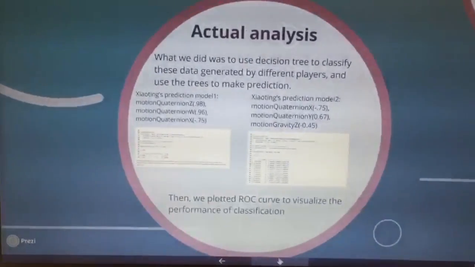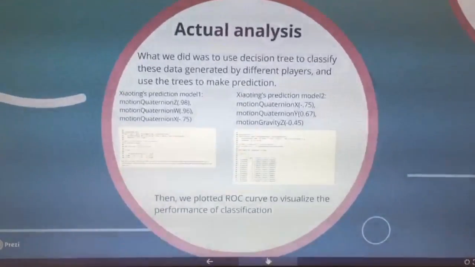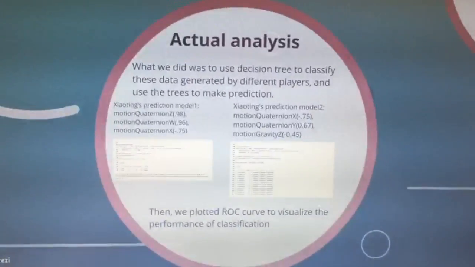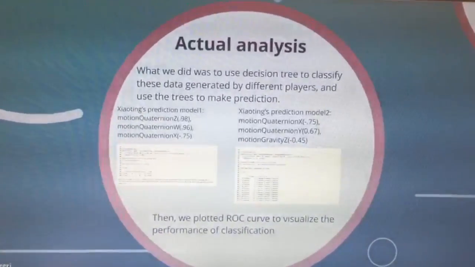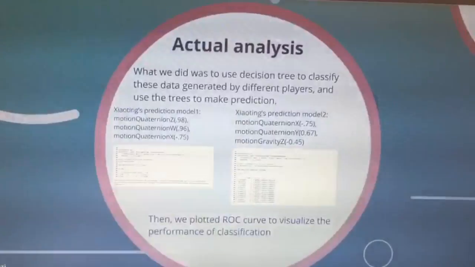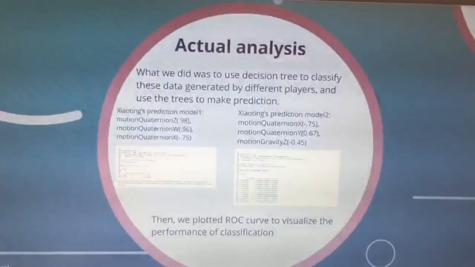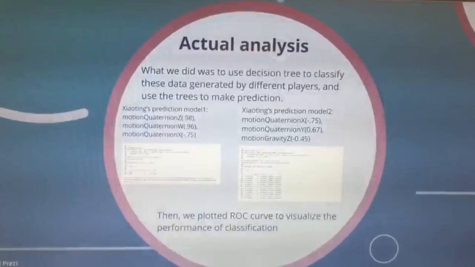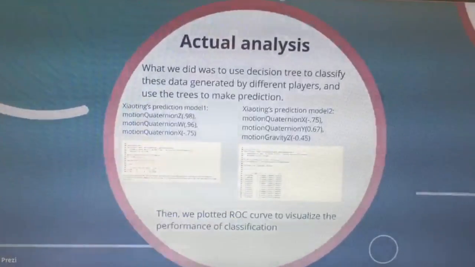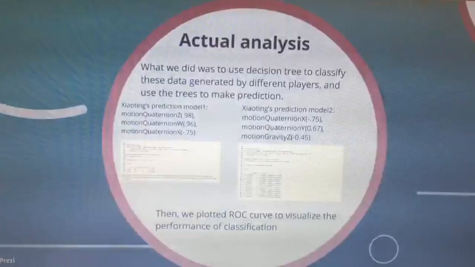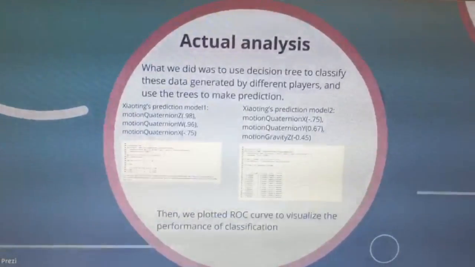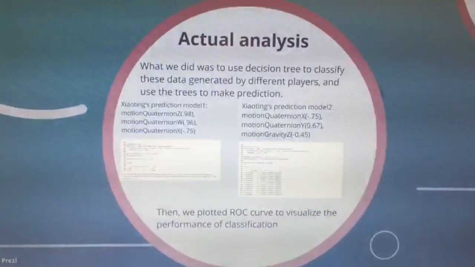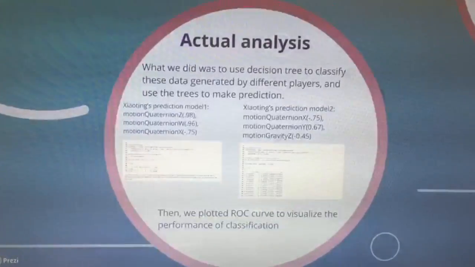For the analysis part, we chose essential parameters like quaternion and gravity, and based on that we did the decision tree, generated the ROC curve, and generated the table to see how the performance was going.